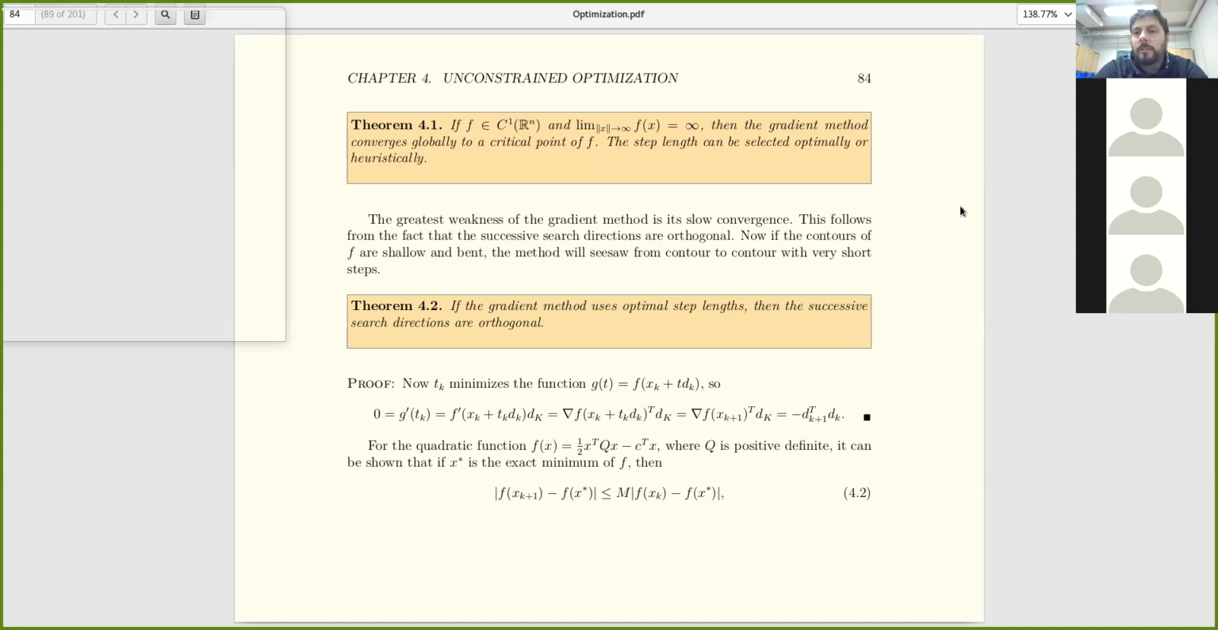That in general we cannot rule out in any case, and the step length can be selected heuristically or optimally. It doesn't really matter as long as we choose the step length in such a way that it's not enormously too big or very much too short. Choosing one that is too short is less of a problem. It just leads to slower convergence. But the greatest weakness of the gradient method in general is slow convergence, and we'll see why this is.